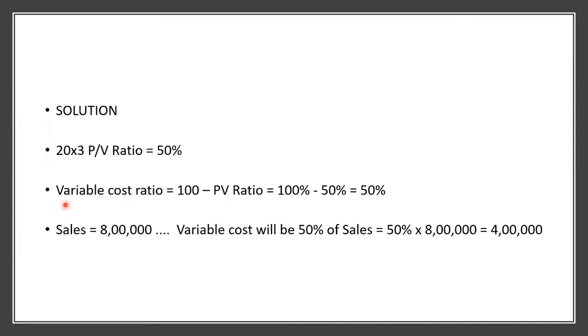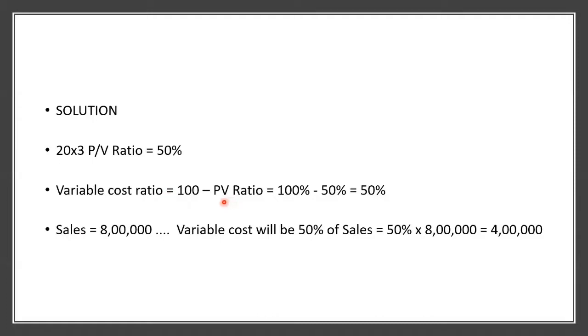So we cracked it, right? Because 2013 PV ratio was 50%. Variable cost ratio is 100 minus PV ratio, 100 minus contribution to sales ratio, which is 50%. Because it is 50%, sales 8 lakhs, 8 lakhs 50% applied, 4 lakh is your variable cost, total variable cost.